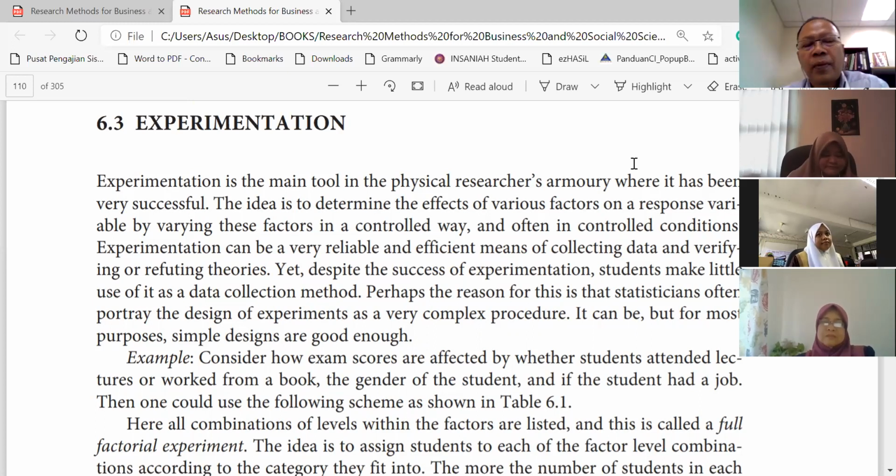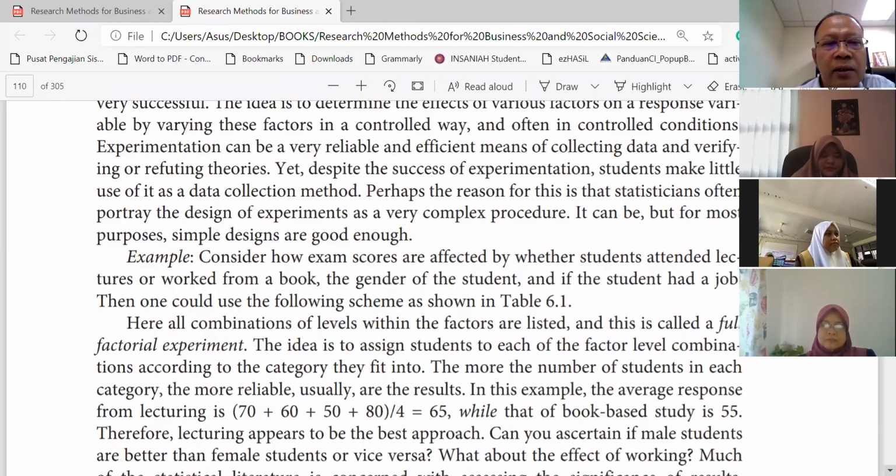I've read many research designs using experimentation in the field of education, where they test the effects of teachers on performance, for example. They want to determine what are the factors which determine the exam scores for certain subjects. So this is in the field of education. For example, how exam scores are affected by whether students attended lectures or worked from a book, the gender of the students, and if the student had a job.